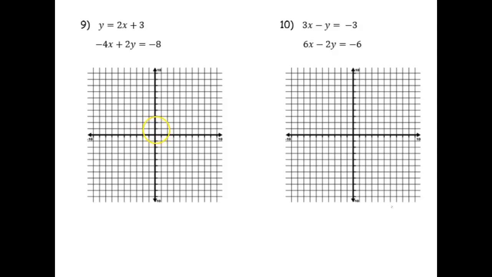So you start at your y-intercept, 1, 2, 3. And your slope is going to be a positive 2. Okay, so it's going to look like this. Okay, now the second equation, when I put it into slope-intercept form, we've got our 4x minus 8.